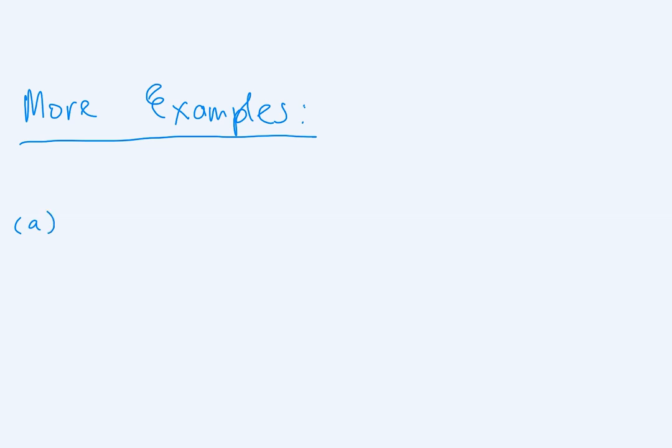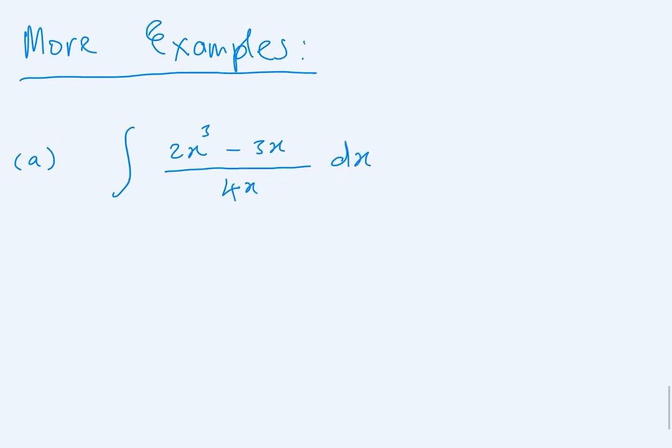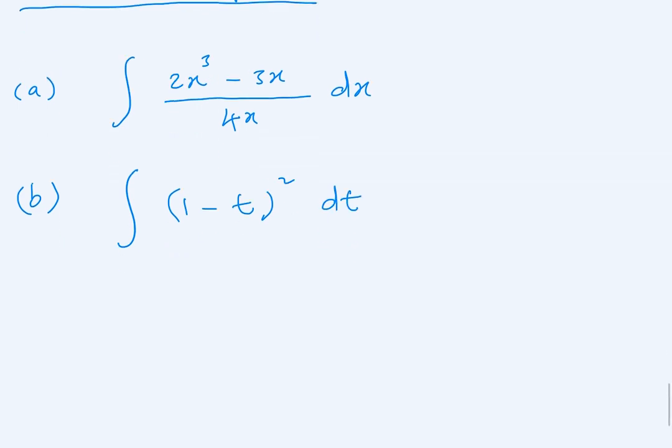Let's look at when we're integrating the function 2x to the power 3 minus 3x, and we divide this by 4x, with respect to x. Okay, what do we get in this case? All right, now let's look at also the integral of 1 minus t to the power of 2 with respect to t. What do we get there in that case?